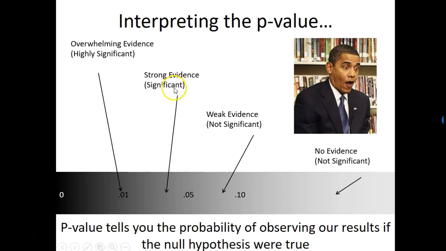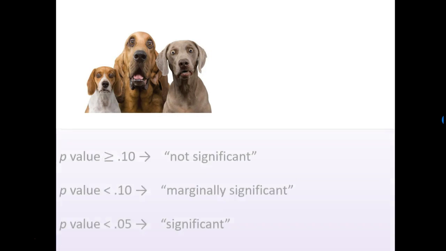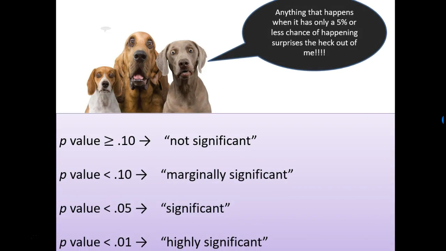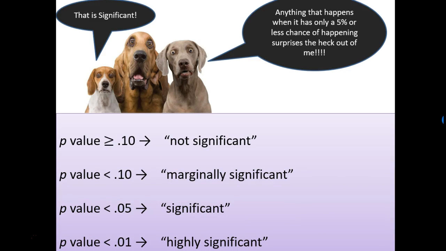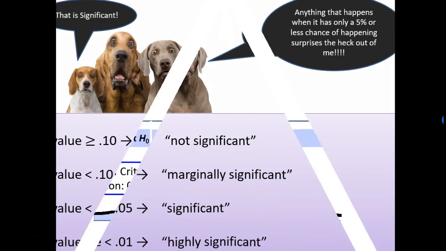Strong evidence, significant results, I'm going to go with a 0.05. Weak evidence, I'm going to go with 0.1 or 10%. After that, after 10%, I've got no evidence. This is not convincing. It's likely to happen under that status quo, the old machine condition, so I'm not going to worry about it. So just to kind of summarize what those values are again for you, we've got these levels, whether you're looking for highly significant, significant, or marginally significant.